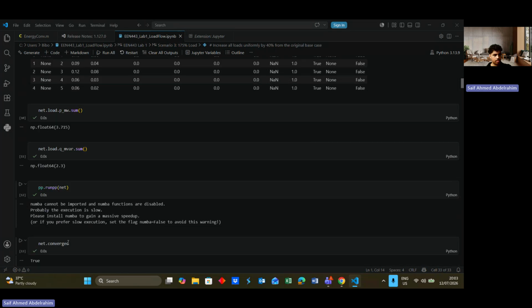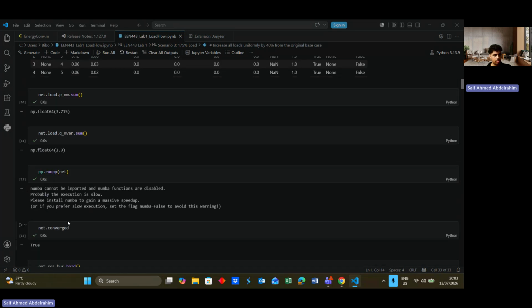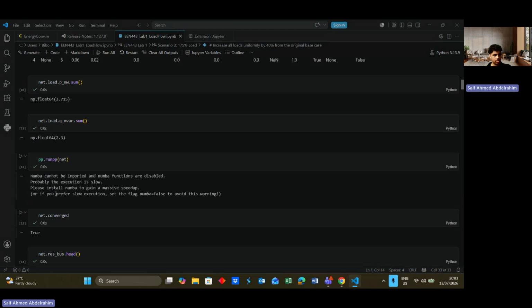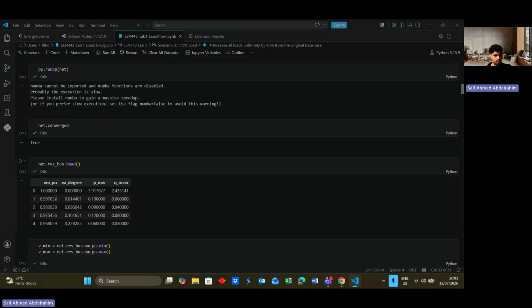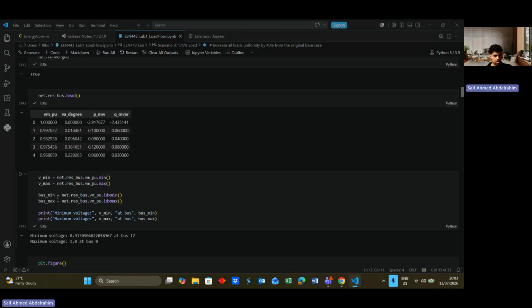For the base case power flow, I used this code and ran the power flow using these two codes. The result of net converged was true, confirming that the power flow was solved successfully. Here the minimum voltage was 0.913 at bus 17, and the maximum voltage was 1 at bus 0. Bus 0 is the source bus, while bus 17 is the weakest bus due to its electrical distance from the source and the accumulated line impedance.